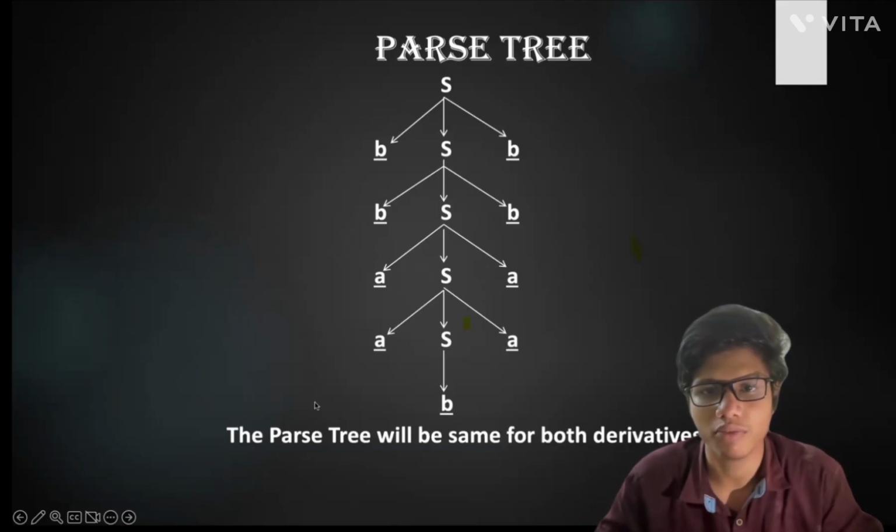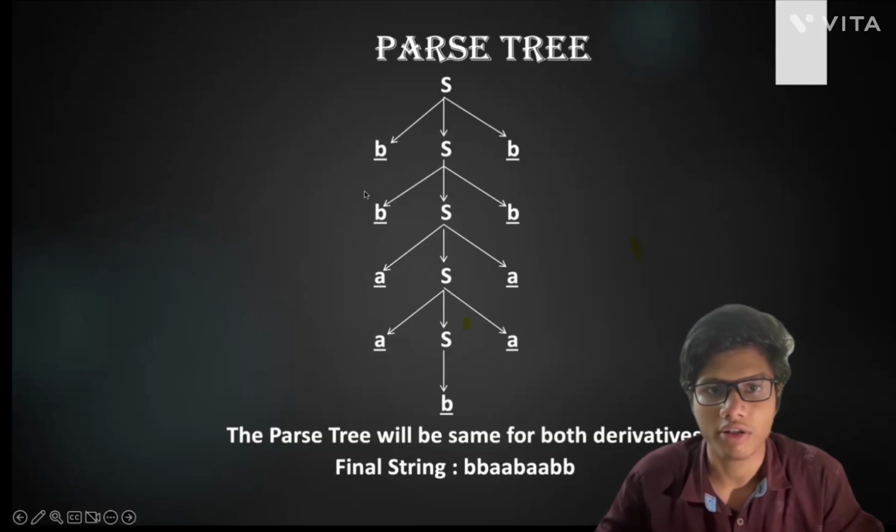The parse tree will be the same for both derivations. Now we obtain the final string by combining all the leaves. By combining the leaves here, we get B, B, A, A, B, A, A, B, B. It is our final string and it is the target string. By this, we can construct the parse tree.